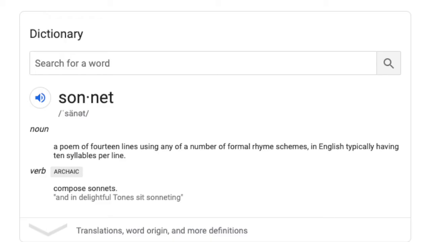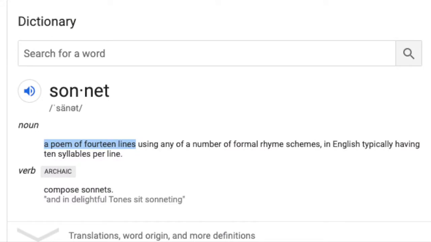Now, what is a sonnet? Well, if I turn to the dictionary I have in my computer, a sonnet is a poem of 14 lines using any of a number of formal rhyme schemes in English having 10 syllables per line. Let's go back to that definition. A sonnet is a poem of 14 lines. Well, that's great. I always like having limits and clear instructions.